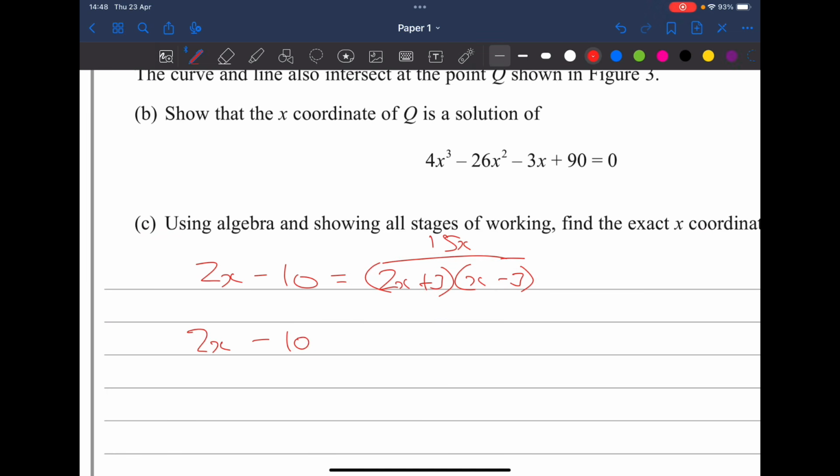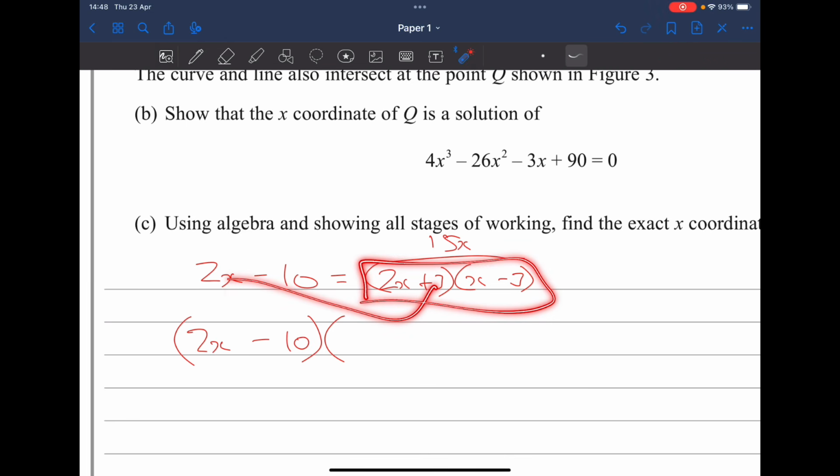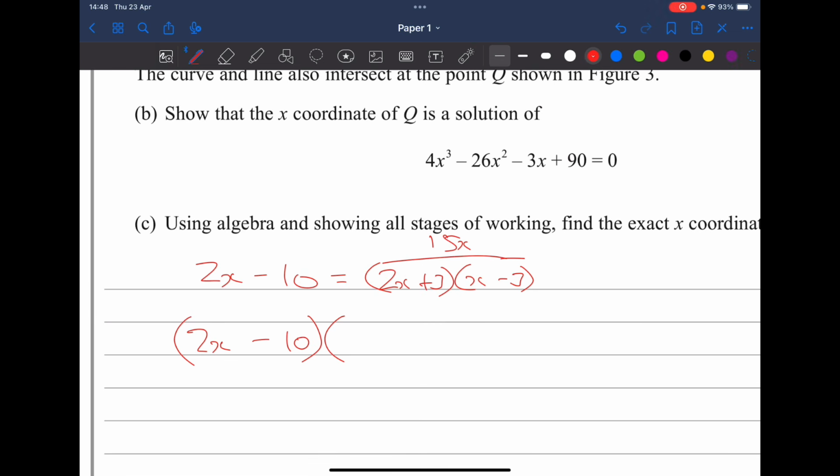So 2x minus 10 in that bracket. And then this bracket is going to be the expansion of this stuff, which has been kicked over there. So 2x squared. I'll get plus 3x minus 6x, so that's going to be minus 3x. And then a minus 9 for that 3 and minus 3. And this stuff will all equal 15x.